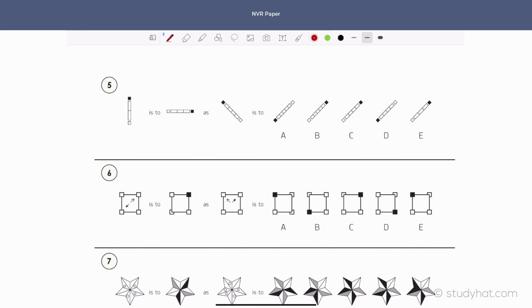Question 5. So first of all, we can see that this shape has been rotated 90 degrees clockwise. So we also want this shape to be rotated 90 degrees clockwise. So we can see it's not this one, could be that one, could be that one, not that one. Where the black part is in the wrong part. And what else has happened? Well, here we had 2 squares and now it's turned to 3.